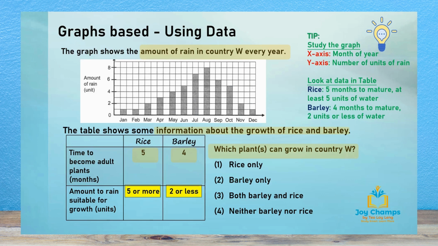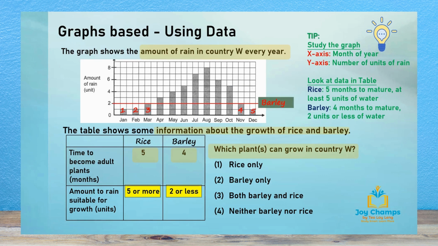Now, once we have gotten that information from the table, what do we do next? We now go over to the graph and look once more and try to figure out whether each plant can grow. So how do we do that? Let's take a look. Let's focus on the barley plant first. Now, what does it say? It requires 2 units or less of rain. So the magic number is 2. So we are going to take a ruler and we're going to draw a line across 2 units of rain from January all the way to December.